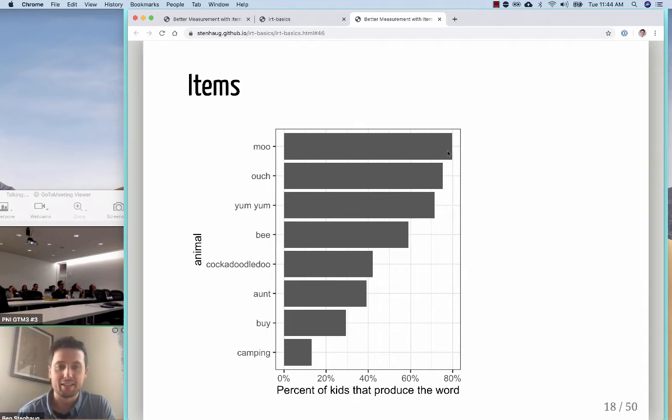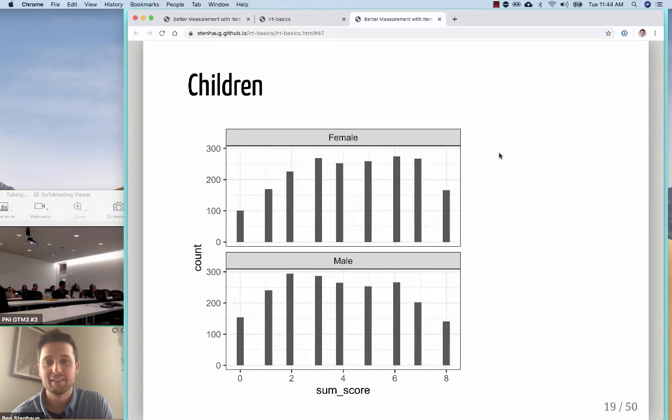So in this data set, moo is the most common word and camping is the least common word that kids are using. Ouch and yum yum a little bit behind moo, cockle doodle doo and bee somewhere in the middle. The data set's pretty fun, so thanks to Mike Frank for all of the effort there. We can also look at the sum score and we can look at the distribution of sum score by sex.